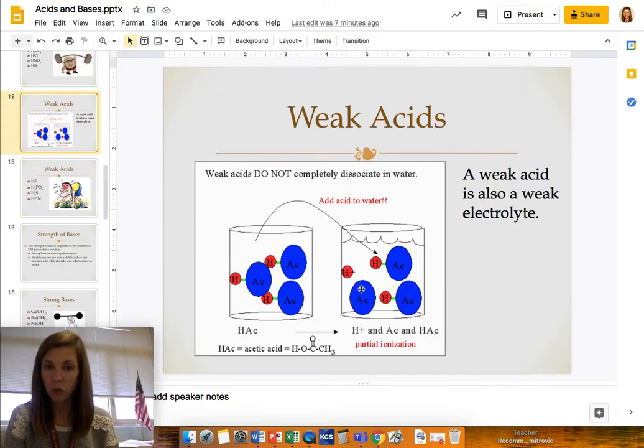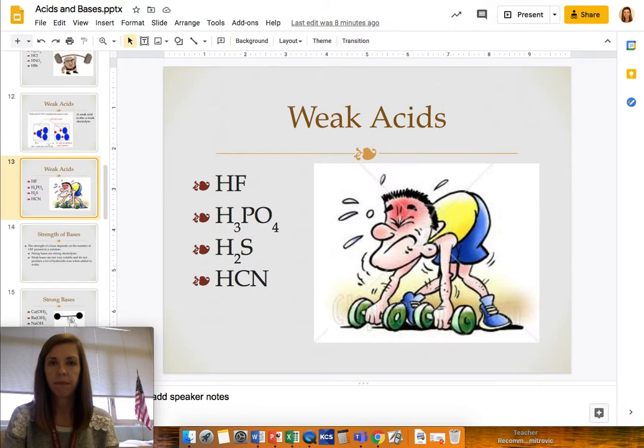So it partly dissociates. This H dissociated from this acetate, but these are still bonded, okay? So there's only partial ionization. There's a little bit, okay? It's a weak electrolyte, but it's not a strong electrolyte. So that's the difference between a weak and a strong. And here's acetic acid down here at the bottom. If this H right here leaves, this would form acetate ion. So weak acids are like HF, phosphoric acid, hydrosulfuric acid, or cyanic acid.